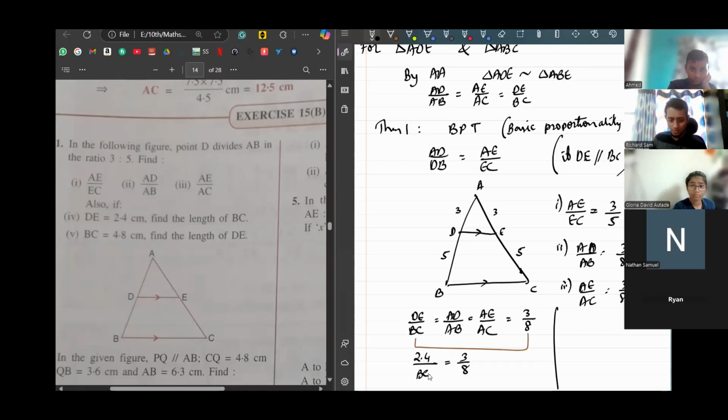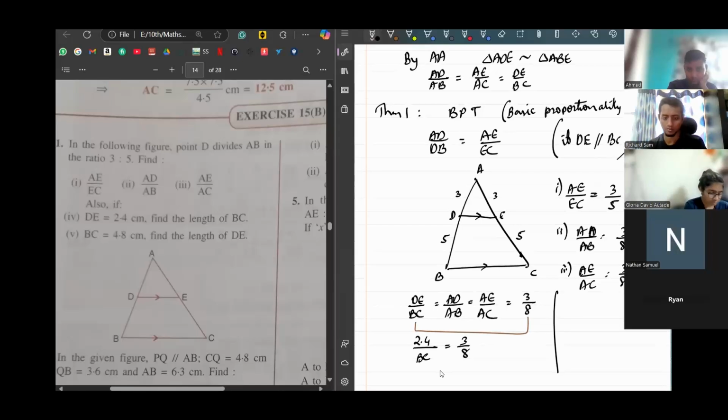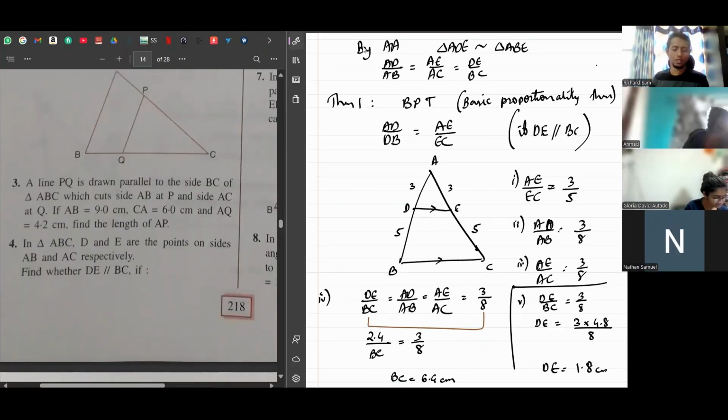Okay, did you get the answer for BC? Yes, sir. 6.4. 6.4 centimeters. And for the last question, DE? 1.8 centimeters. Third in my book, fourth in your book.